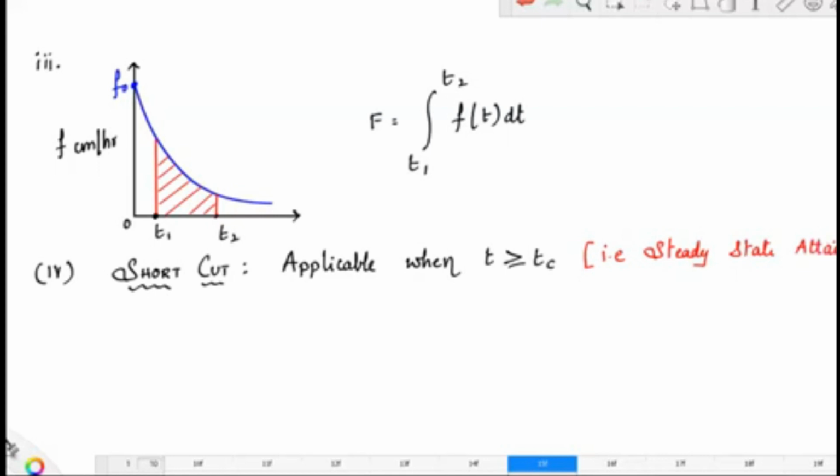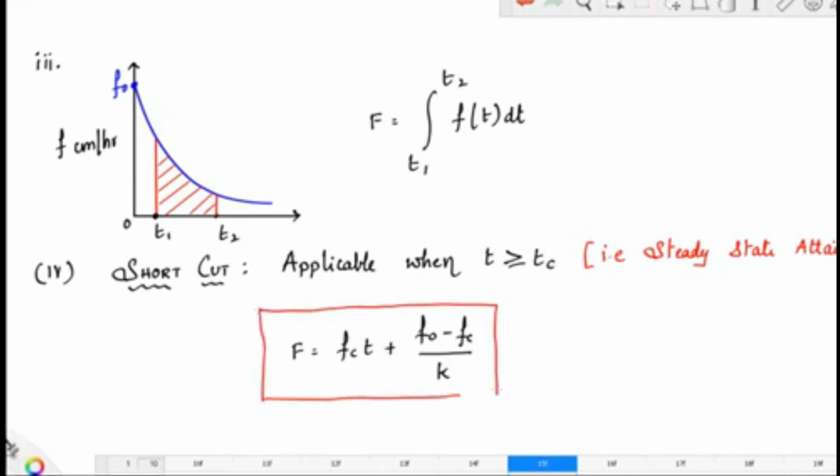So what is that shortcut? Capital F is equal to Fc into t plus (F naught minus Fc) divided by K. This is your shortcut method to find out the infiltration depth, which is only applicable when the given time t is greater than or equal to tc. So these are the 4 important points with respect to Horton's curve.